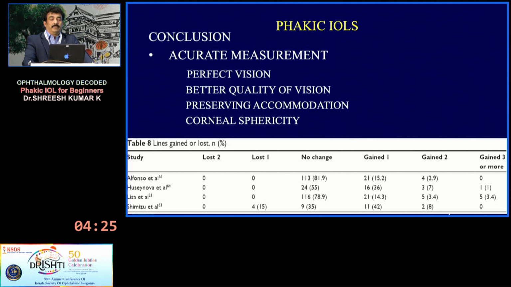To conclude, accurate preoperative measurements can give rise to perfect vision after phakic IOLs, and there have been improvements in best corrected visual acuity up to 1 to 2 lines. And the quality of vision can be great by preserving accommodation and maintaining corneal sphericity. Thank you very much.